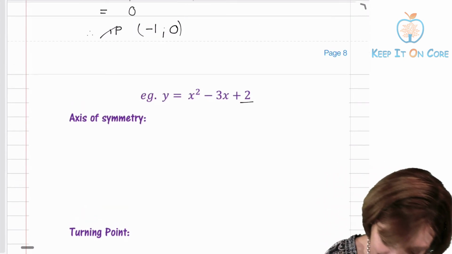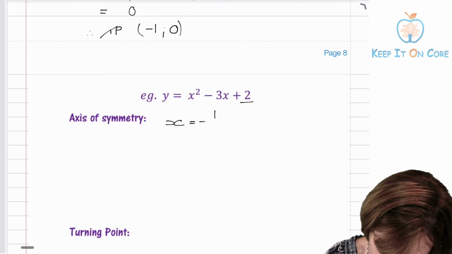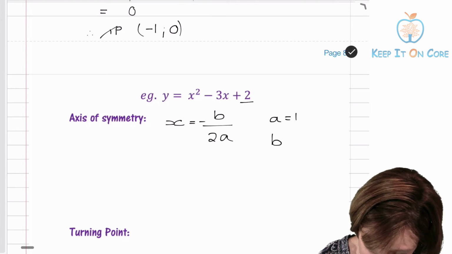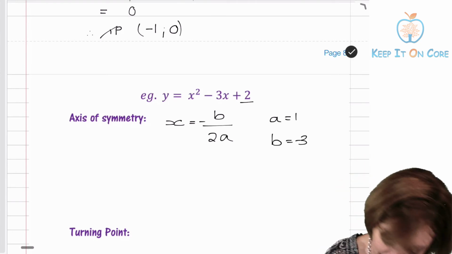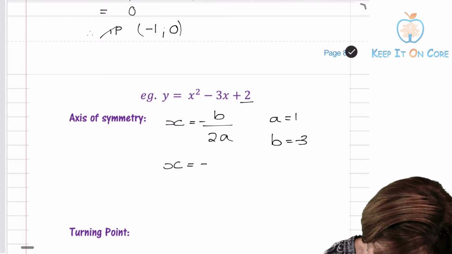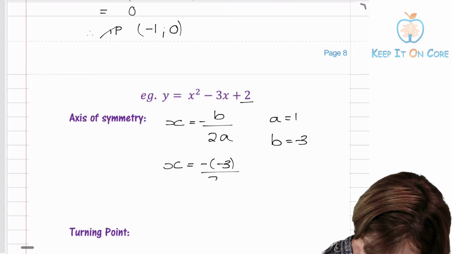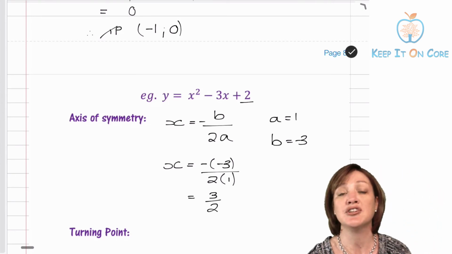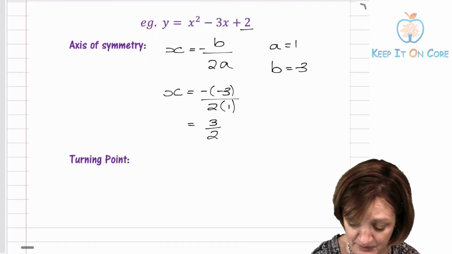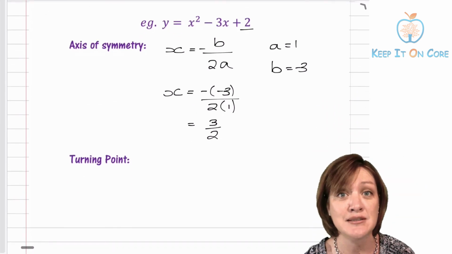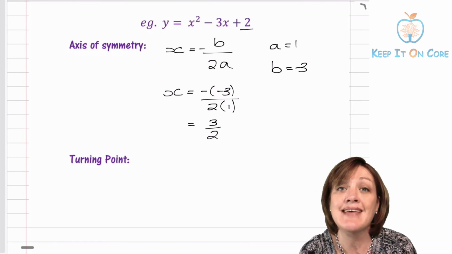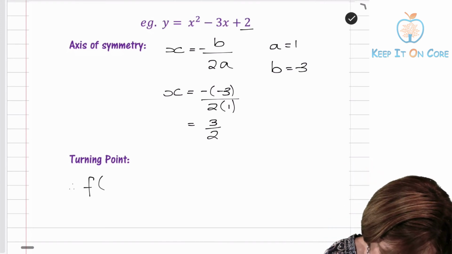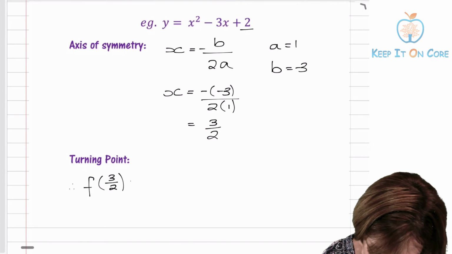Okay, so axis of symmetry, let's go. We've got x is equal to negative b over 2a, where the a value in this case is 1 and the b value is negative 3. So x is equal to negative b over 2a. That's giving me a positive 3 over 2, or alternatively you can say 1.5 if you prefer the decimal, as the value of x, which is your axis of symmetry. The axis of symmetry then doubles up as the x coordinate of your turning point. So therefore, to calculate the y coordinate of the turning point, we substitute x into the equation.